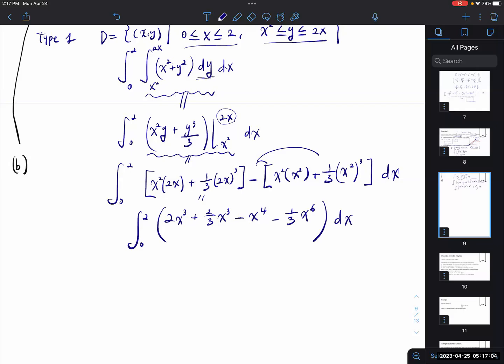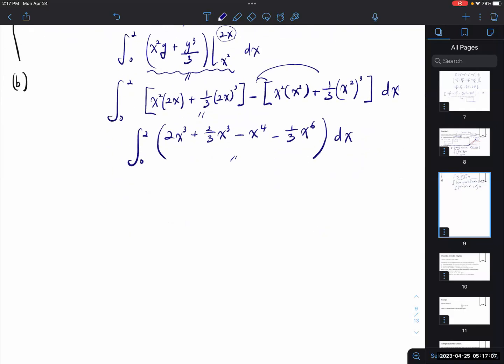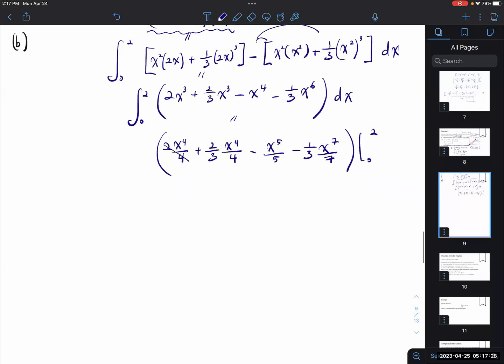Are you happy? Yes. So now take the integral. Everything is x. Great, I don't see any y. So 2x to the 4 over 4, 2 over 3, x to the 4 over 4, right? X to the 5th over 5, 1 over 3, x to the 7 over 7, from 0 to 2. Simplify. X to the 4 over 2. Cancel. X to the 4 over, this is going to be 2 times 3, 6. X to the 5th over 5, minus x to the 7 over 21.